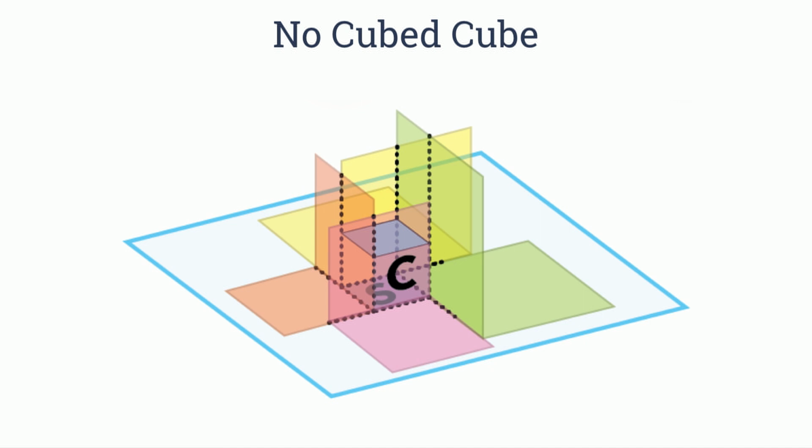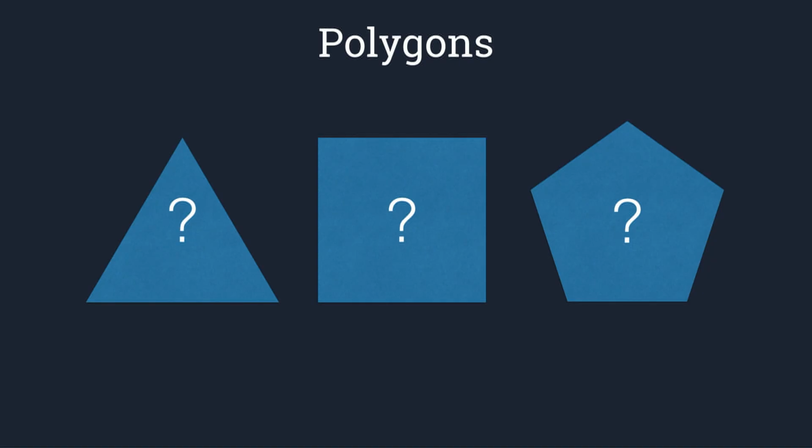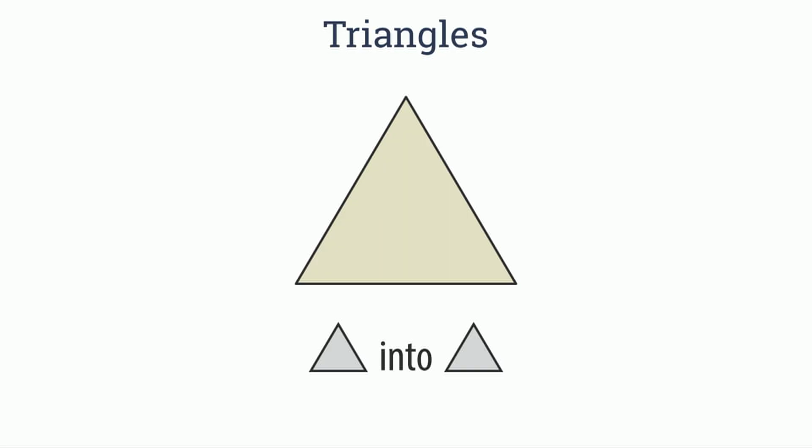Unfortunately, and Martin Gardner wrote about it, I learned about it in his column, it's impossible to cube the cube. You can't cut a cube into a finite number of smaller cubes. So I wondered, what can you do with other polygons? So I did a lot of doodling.